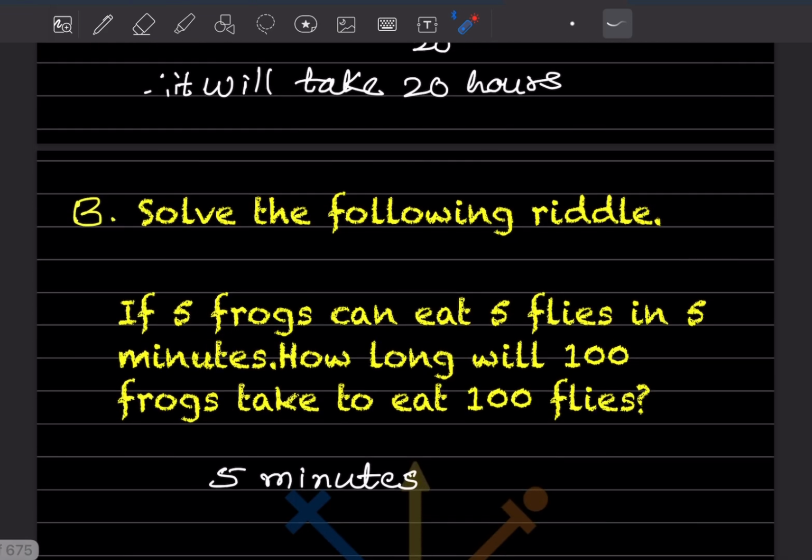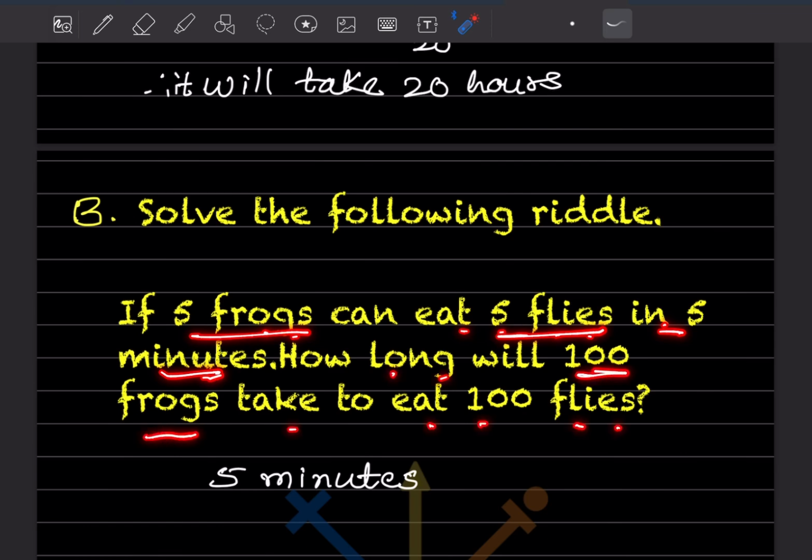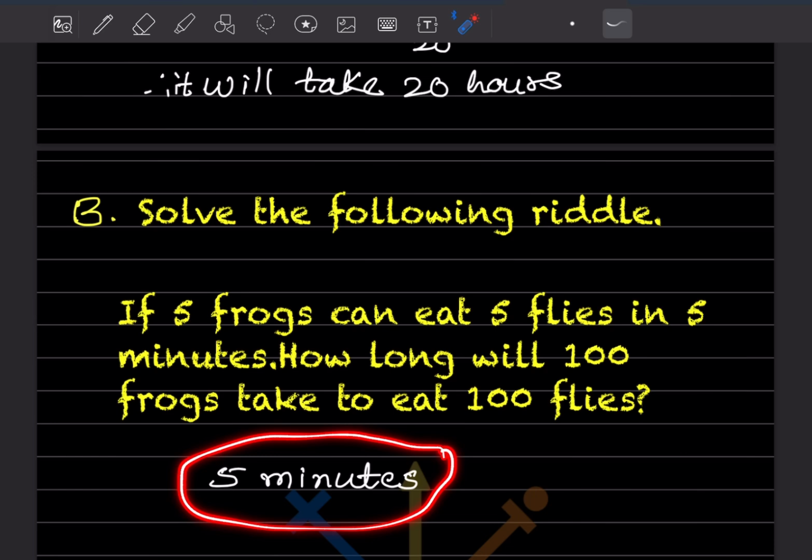Solve the following riddle. If 5 frogs can eat 5 flies in 5 minutes, how long will 100 frogs take to eat 100 flies? Whatever the number of flies, it is going to be 5 minutes only. So with this we have completed today's work.